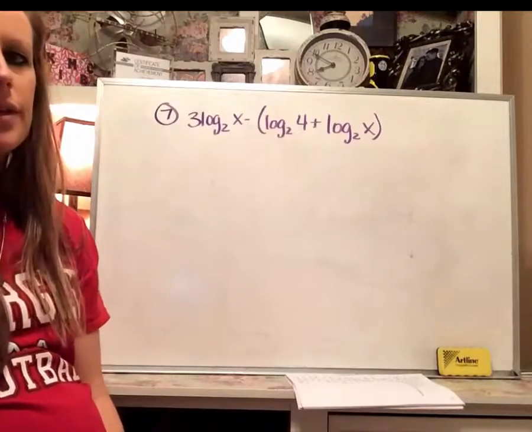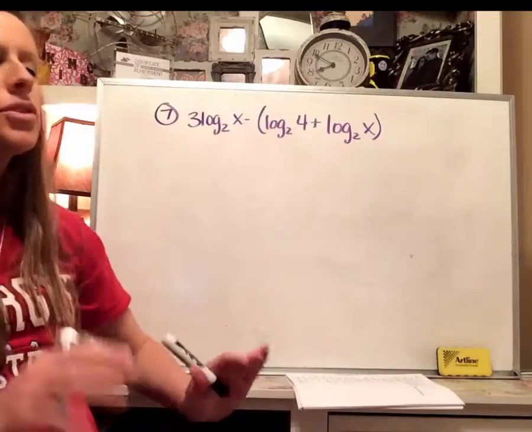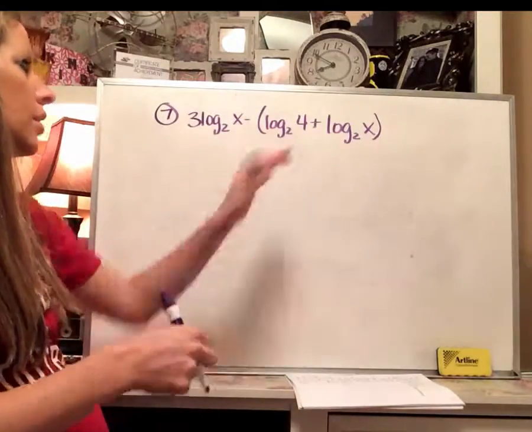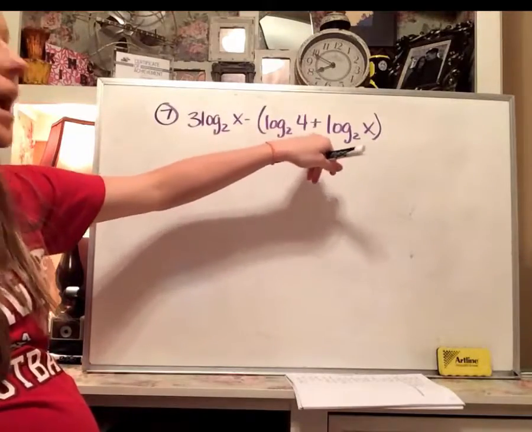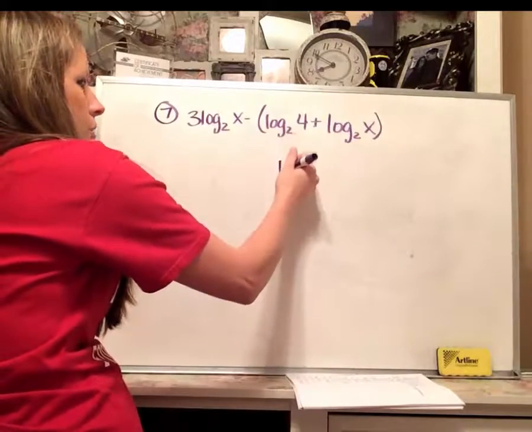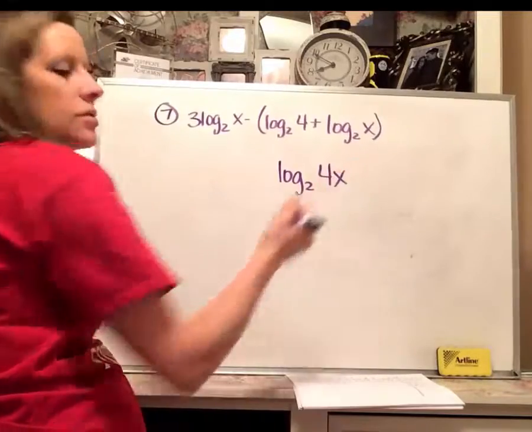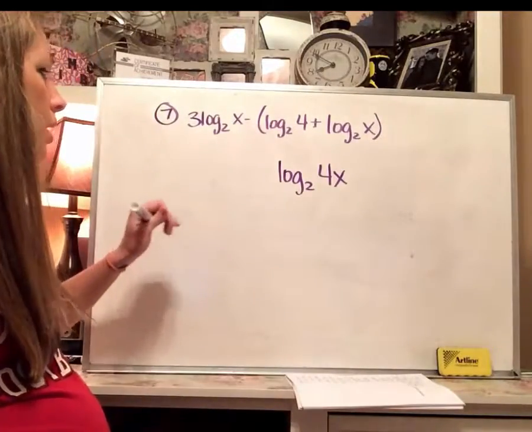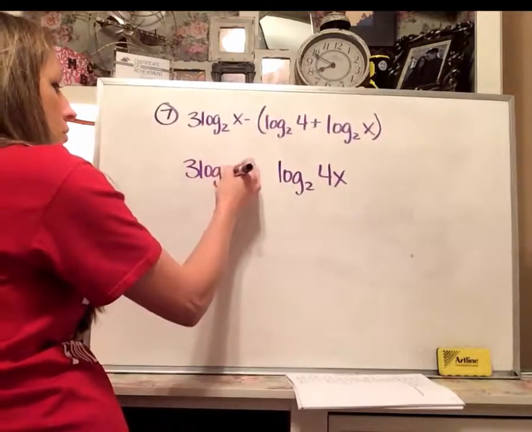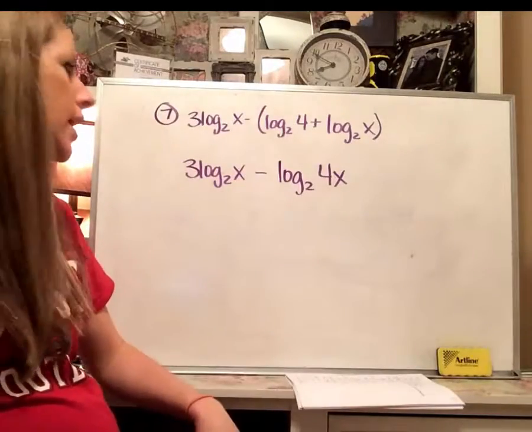Okay, number 7. Just like your order of operations, you want to do the parentheses part first. So here, we're adding. If we want to condense them, we're going to be multiplying. So it'll be log base 2 of 4 times x, so 4x. Alright, and I'm going to bring the first part down, 3 log base 2 of x minus log base 2 of 4x.